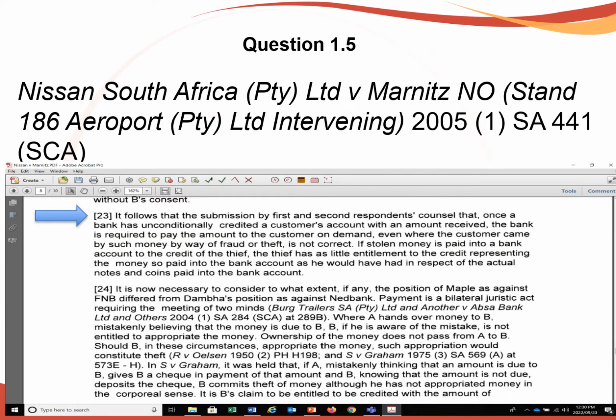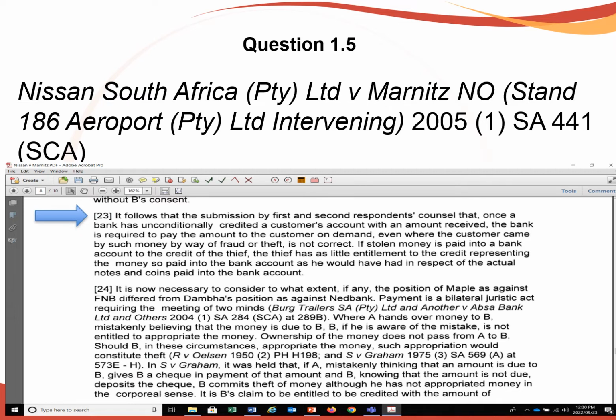Then when we talked about Nissan versus Marnitz, again, a more recent case, so I would say after the 2000s, you would have numbered paragraph numbers here. So here we would have found the exact answer in paragraph 23, but some of you would have also seen I awarded marks for paragraph 24. So here you could see almost the exact quote at the end of paragraph 23.